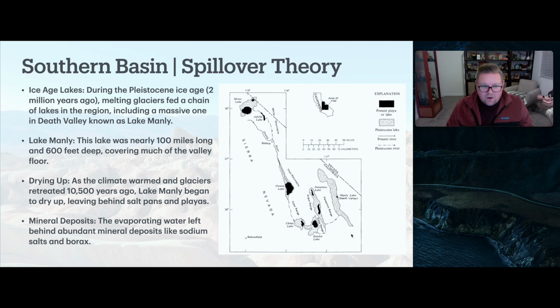The evaporating water left behind abundant mineral deposits like sodium salts and borax. So Death Valley was known for the 20 Mule Team borax. You probably have used borax, or you've seen the little box as a detergent. Borax, it's a white powder. When I was a kid, they used to have these soap dispensers, and they go dunk, dunk, little needle, and then the powder would come down, and it would lather very well. Borax was the white gold of the desert. That's what was pulled out of these areas in the greater Mojave, because there wasn't a lot of gold out there. And this is what they were able to mine out.